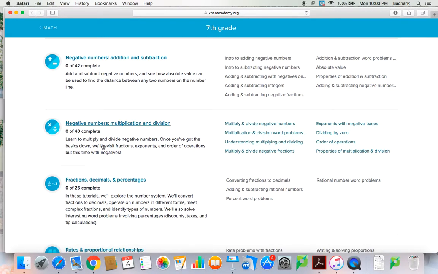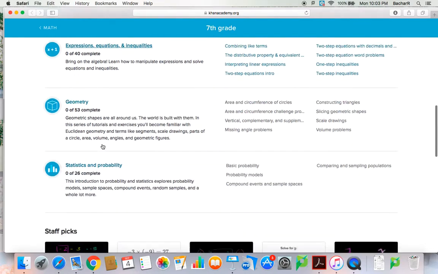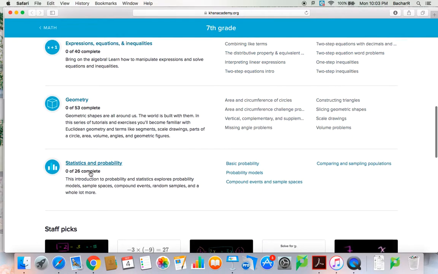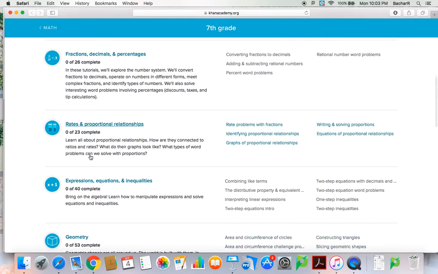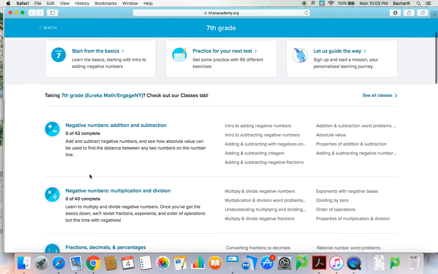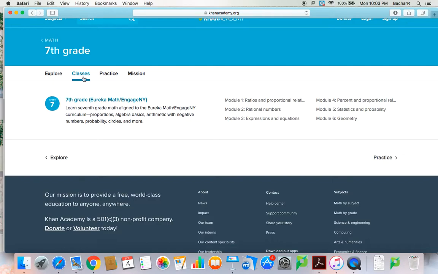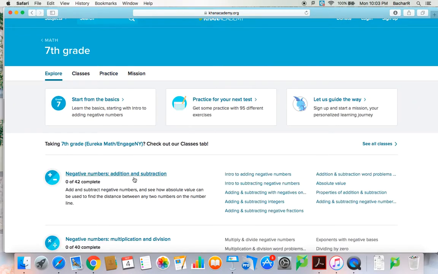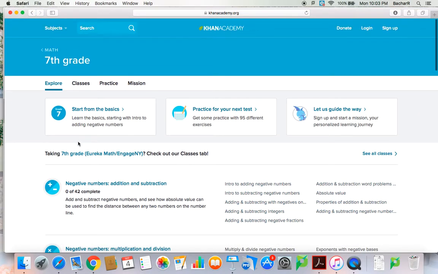So it does go over the Common Core standards. We do go over geometry, statistics and probability, and ratios, which are big in 7th grade. So that's the Explore option. They do have a class that they offer, kind of like an online class, offered in New York and through Eureka Math. We have the Practice option, which I'll go over in a little bit. So that's kind of the overview of what appears when you go on a subject.